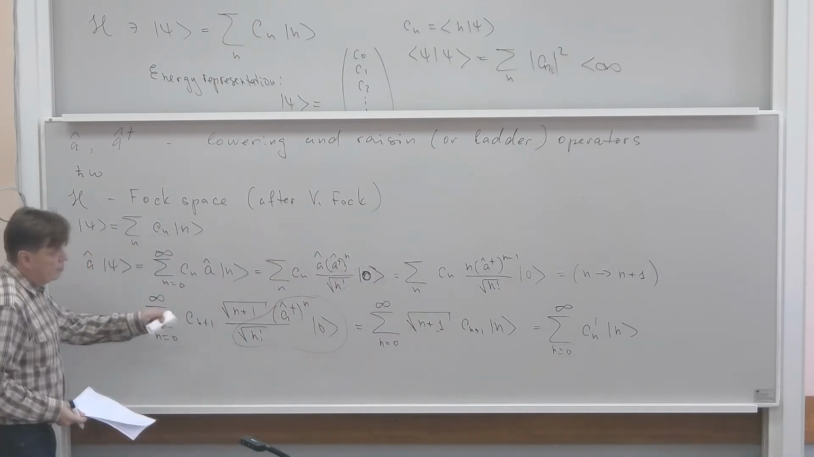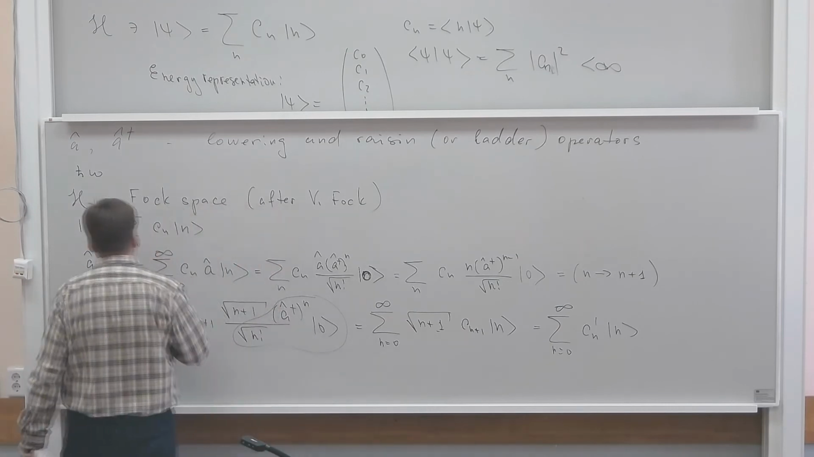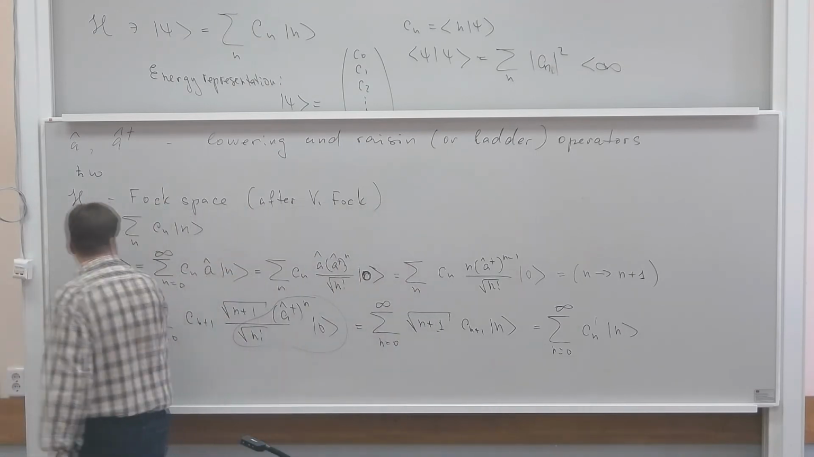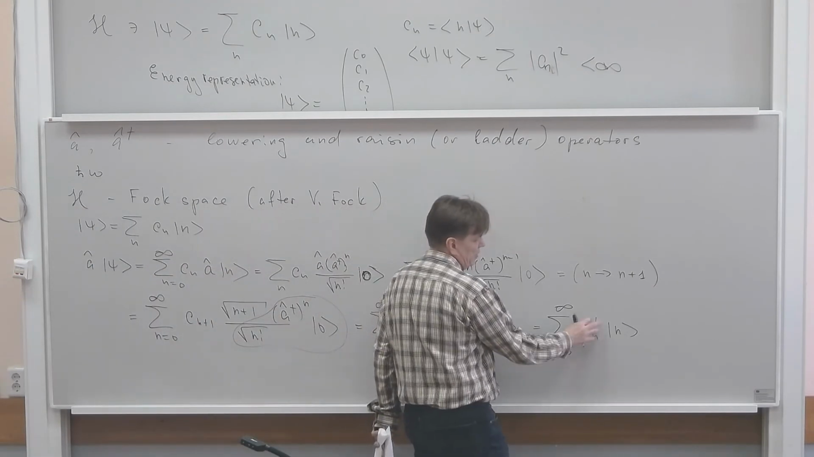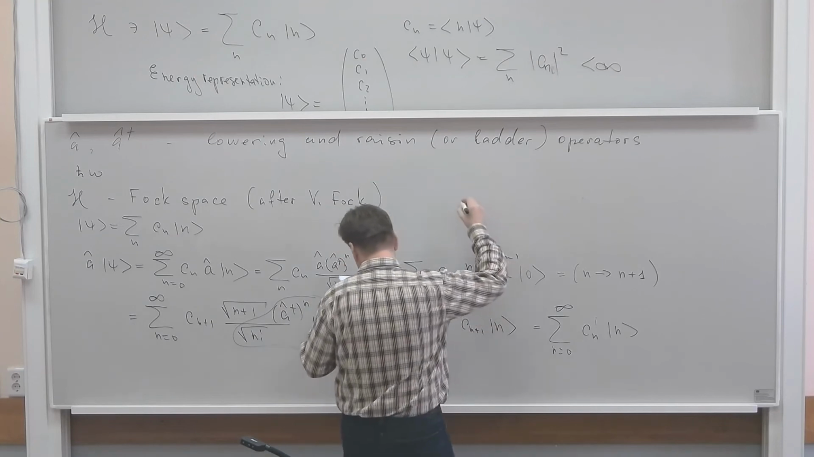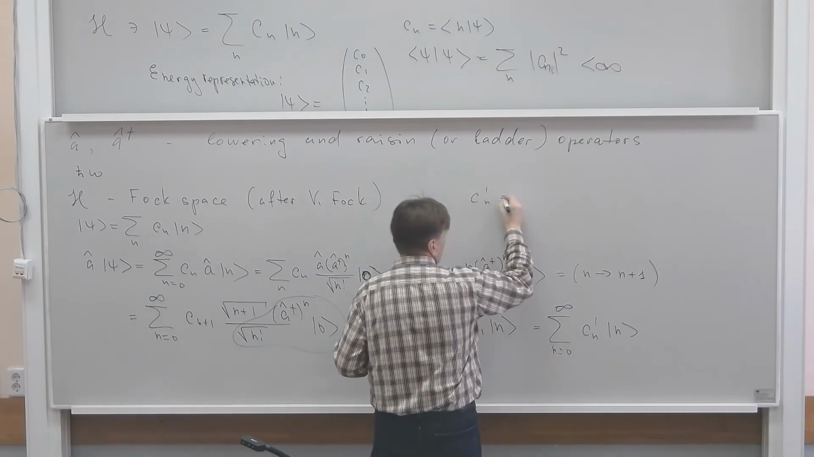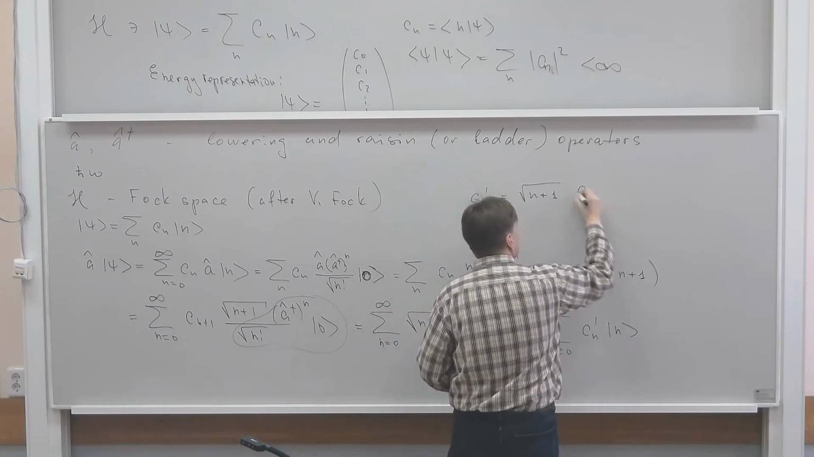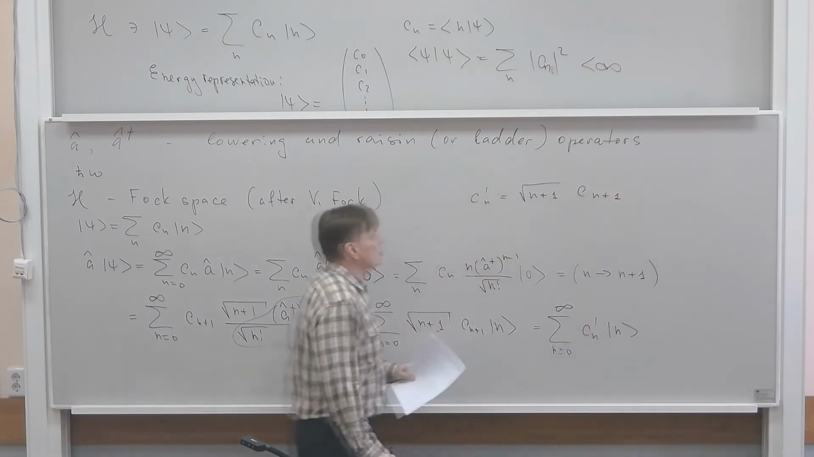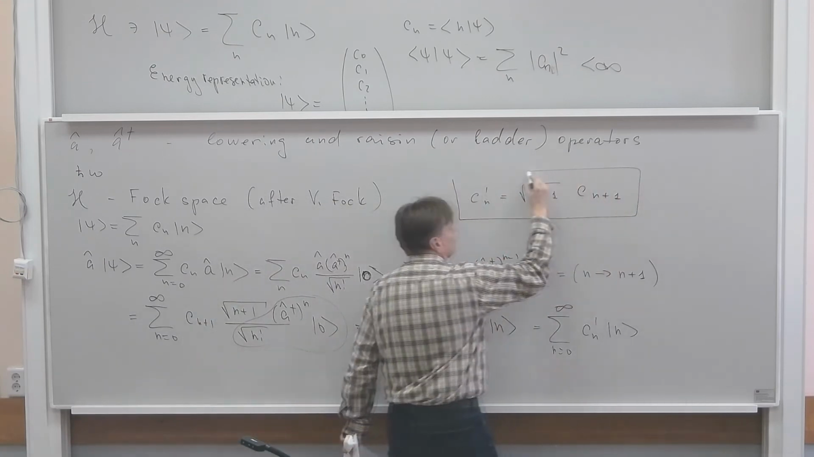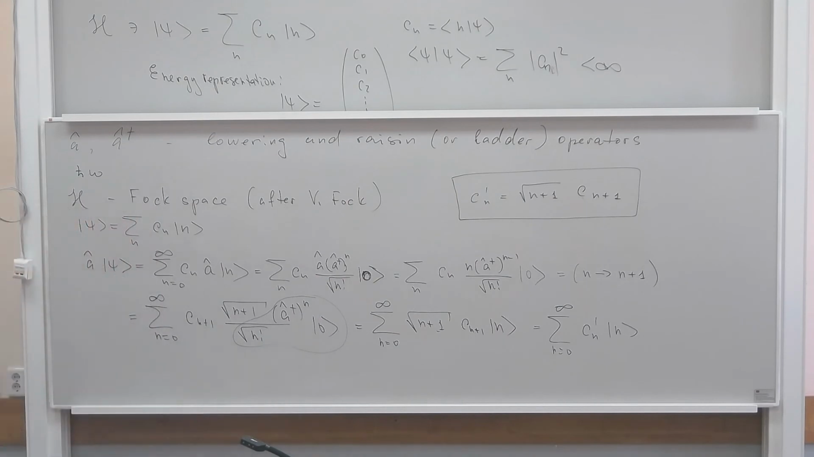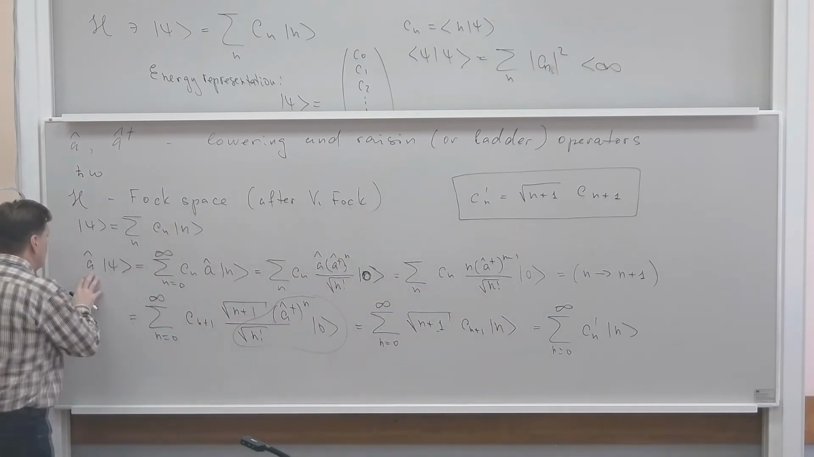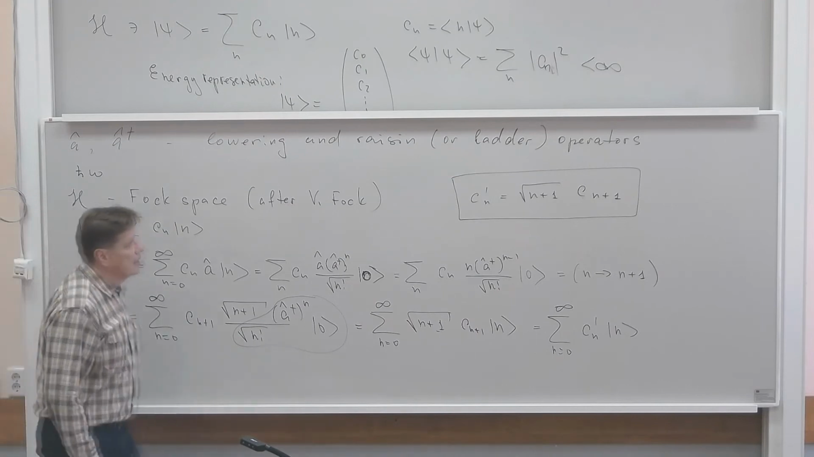Now I see from these formulas that the coordinates of the initial vector psi are C_n, and the coordinates of the resulting vector are C'_n. They are related by the following equation: C'_n is given by square root of n plus 1 times C_{n+1}. And this formula shows how the lowering operator A acts in this energy representation.